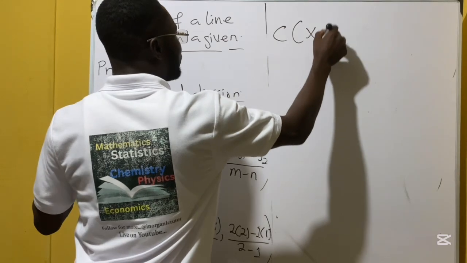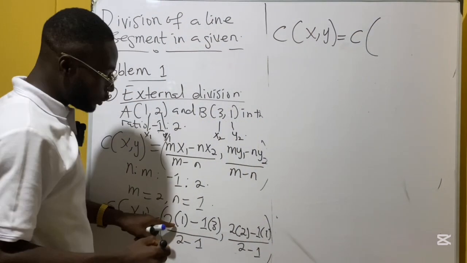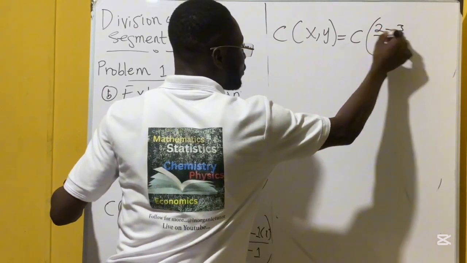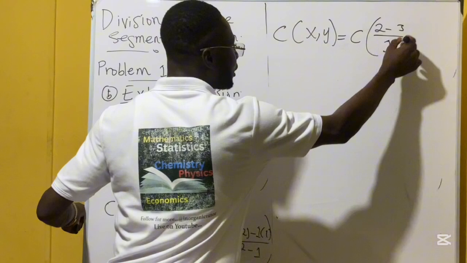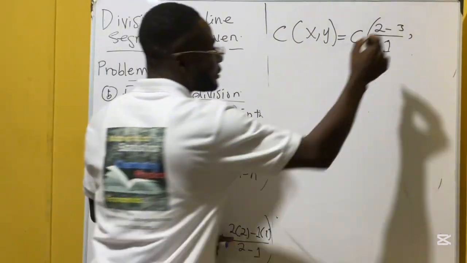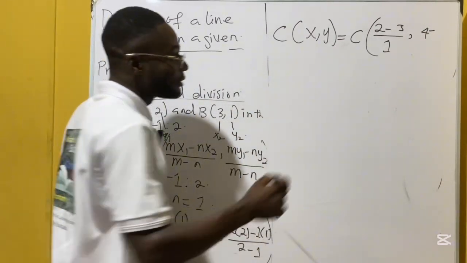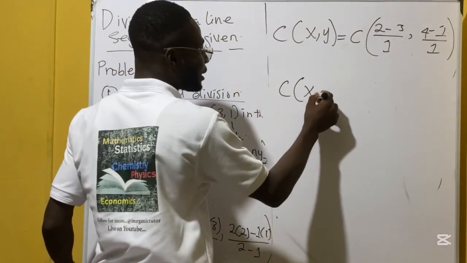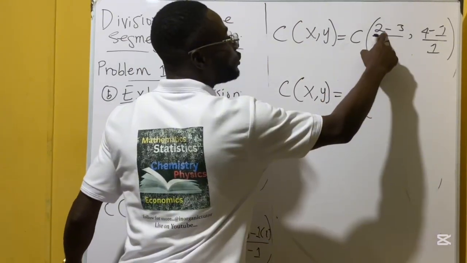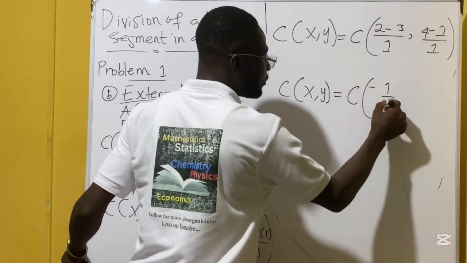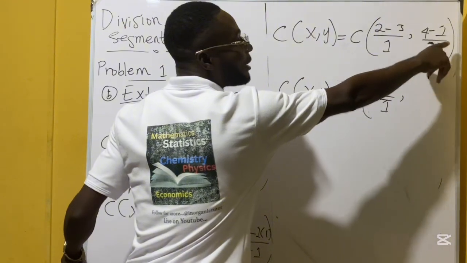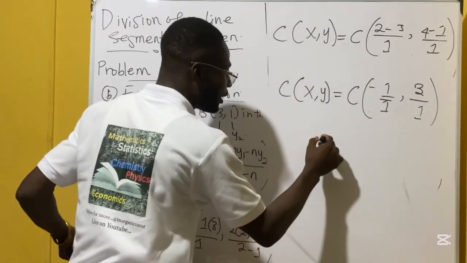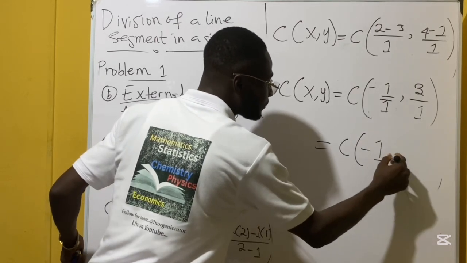So we're going to have C of x and y equals C of 2 times 1 is 2, minus 1 times 3, so 2 minus 3, over 2 minus 1, which is basically 1, comma 2 times 2 is 4. So we have 4 minus 1 times 1 is 1, over 1, right? So C of x and y equals C of 2 minus 3 is negative 1, over 1, comma 4 minus 1 is 3, over 1, right? So we're going to have the coordinate of C to be negative 1 and 3.